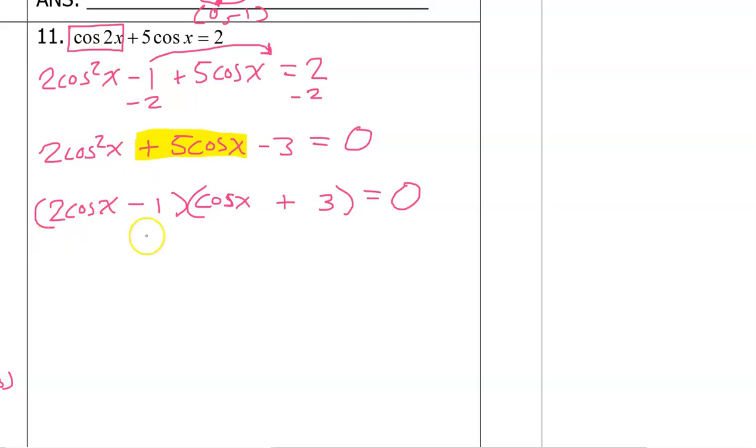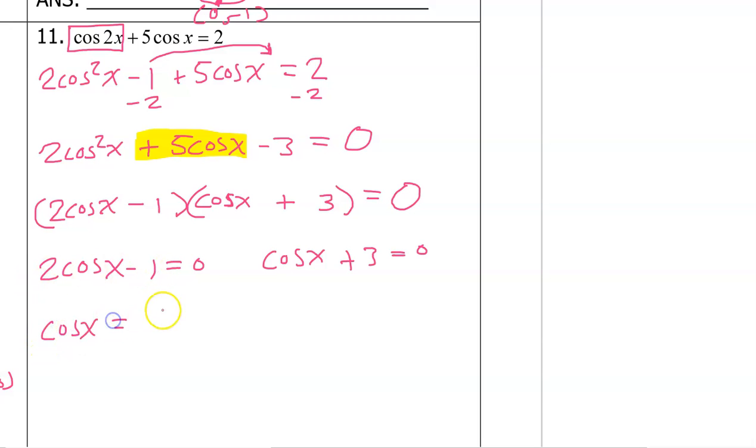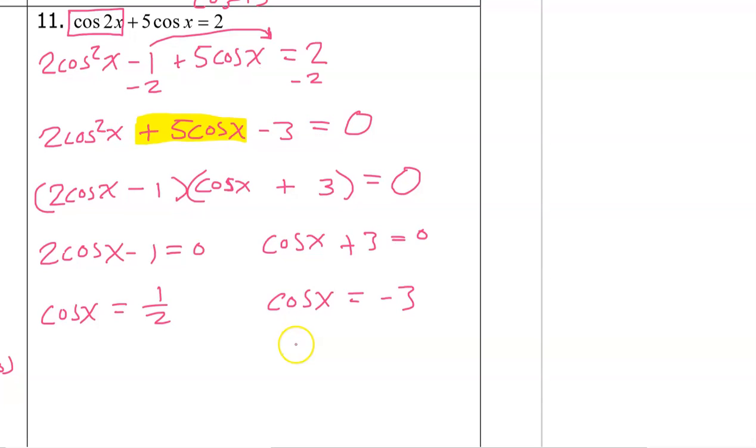Anyway, this was the correct factorization. We will find the solutions by setting each factor equal to 0. So adding 1 and dividing by 2, I'm going to get cosine x is equal to 1/2. Subtracting 3 from both sides, I get cosine x is equal to negative 3. Interesting. Come back to that in a second.